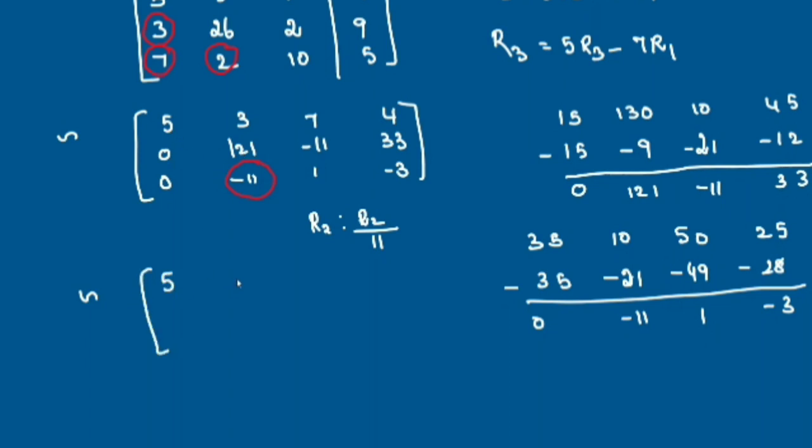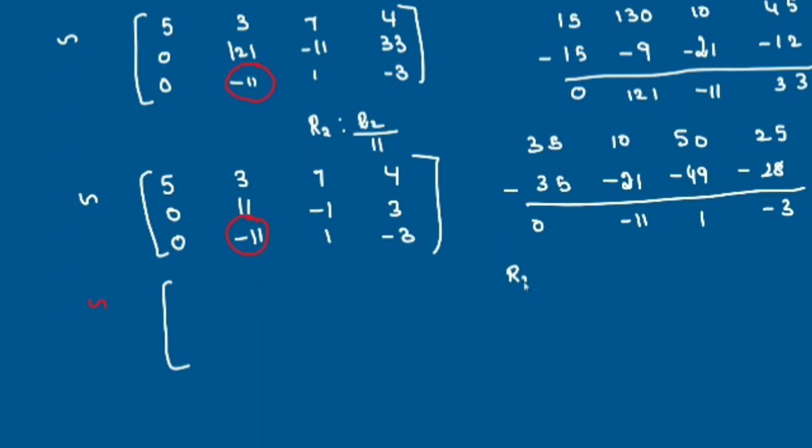So the first row is as it is, 5, 3, 7, 4. The second row is 0, and dividing by 11, this becomes 11, this becomes minus 1, this becomes 3. And the third row is as it is. Now R3 becomes R3 plus R2. Just add these two, and you will get 0 here. So the first row as it is, 5, 3, 7, 4.